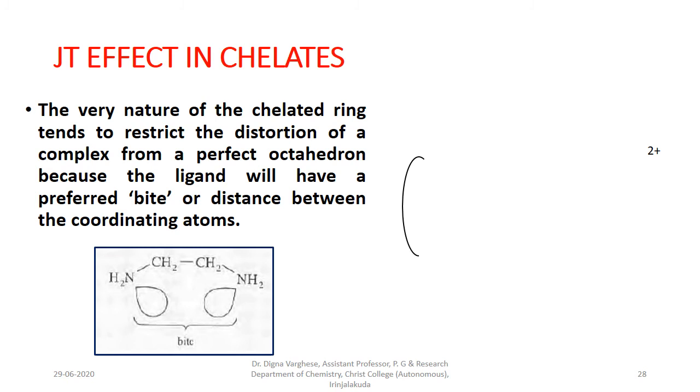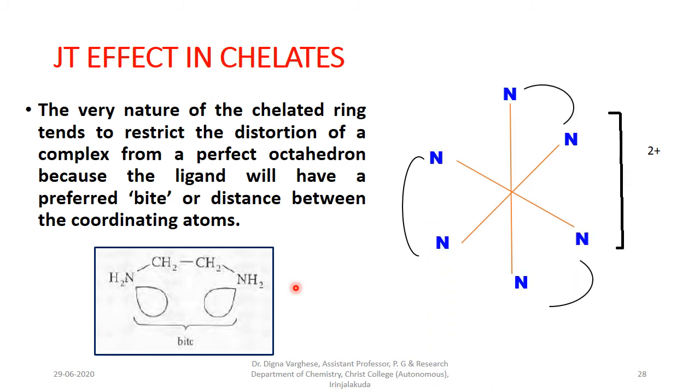The very nature of the chelate ring tends to restrict the distortion of a complex from a perfect octahedron, because the ligand will have a preferred bite, or a distance between the coordinating atoms. In this case, the bite, or the distance between the two coordinating atoms, here in ethylenediamine the two coordinating atoms are nitrogen, so the perfect octahedron is favored, because the ligand will have a preferred bite to the metal atom.